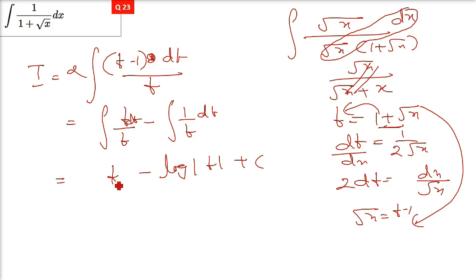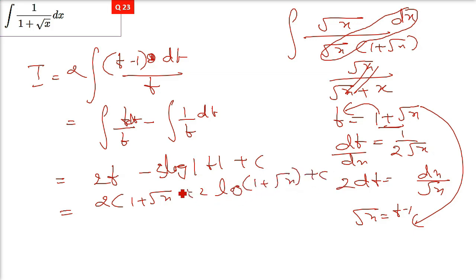Now all of these will be multiplied by 2. Please remember, 2 was already there. Now multiply this whole term by 2. When you multiply this 2 into 1 plus root x, I am replacing t by 1 plus root x now. 2 into log 1 plus root x plus constant of integration.